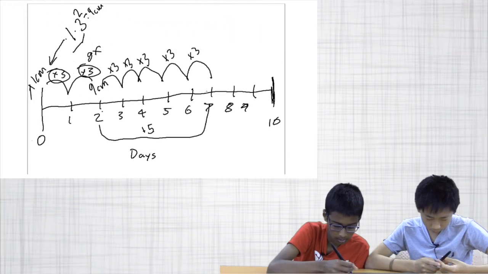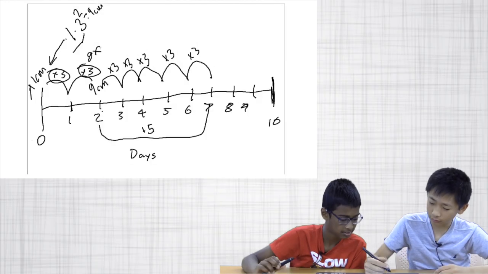Arobindo is suggesting that the height of the beanstalk will be 9 centimeters on day 2 and will increase by a factor of 3 5 times, or 3 to the 5th, over 5 days. He proposes that the height of the beanstalk will be 9 times 3 to the 5th on day 7, which is 5 days past day 2. Continue watching as Josh proposes a different expression for the height of the beanstalk.